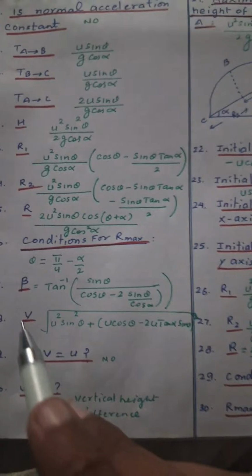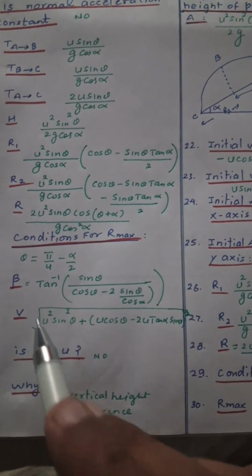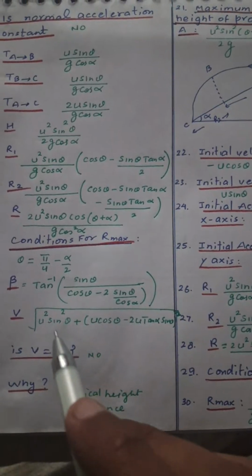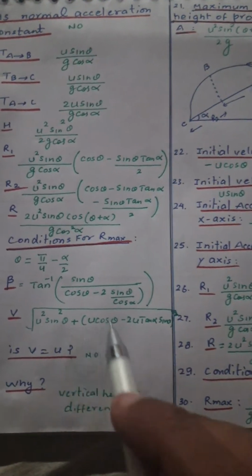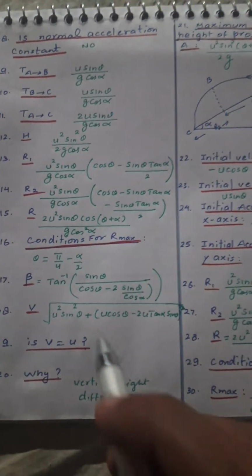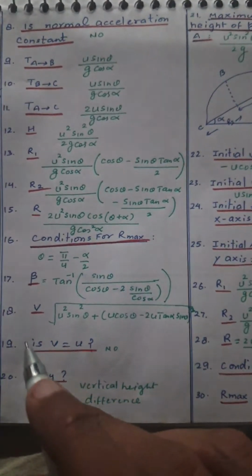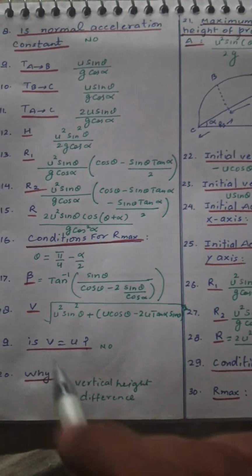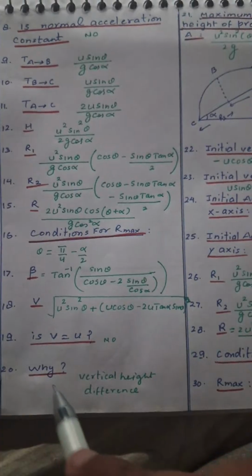Now there is another term which is the speed at point C. After calculations, the speed comes out to be root under u square sine square theta plus u cos theta minus 2u tan theta sine alpha whole square. This is the expression. Next question is, is v equal to u? So no.